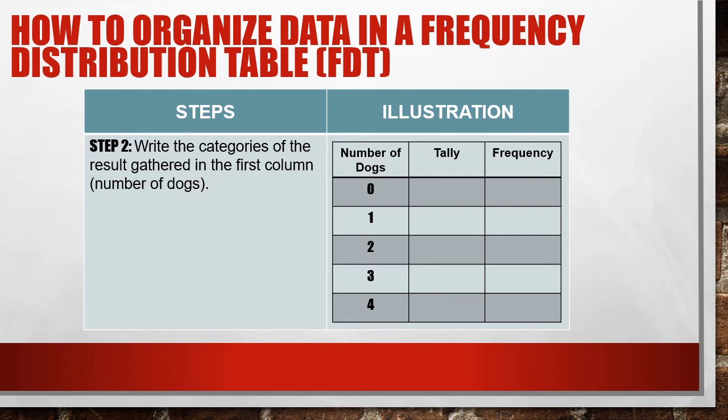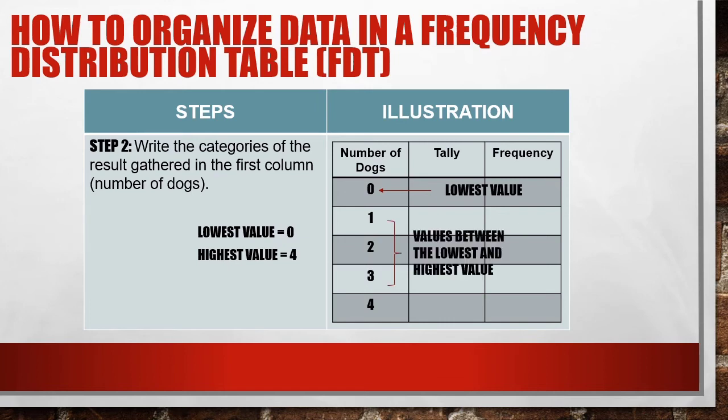For this example, the lowest value is 0, while the highest value is 4. That's why, under the number of dogs column, I have the numbers 0, 1, 2, 3, and 4. 0 being the lowest value, 1, 2, and 3 are the values between the lowest and highest value, and 4 being your highest value. For non-numeric data, you can just arrange them in alphabetical order.